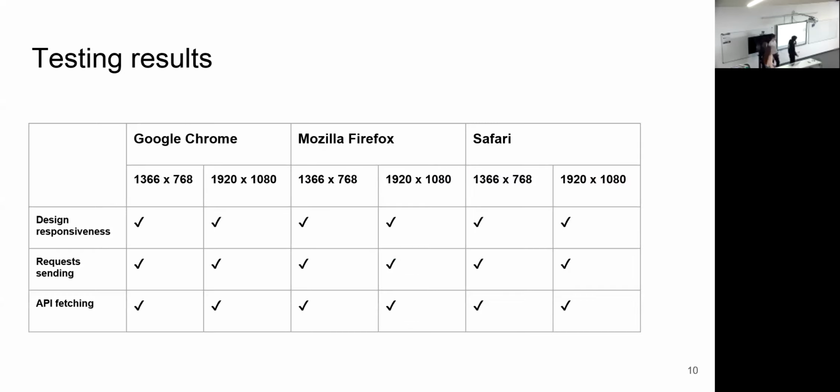And let's proceed to the results. So we decided to check three main attributes of the software in the browser to check if it works. And these are: the design should be responsive, so we should be able to see the API clearly. There shouldn't be any CSS glitches and stuff. The next one is the sending of requests from the browser to test our API. And the fetching of the API, because Swagger sends the request to fetch some JSON file with the APIs.